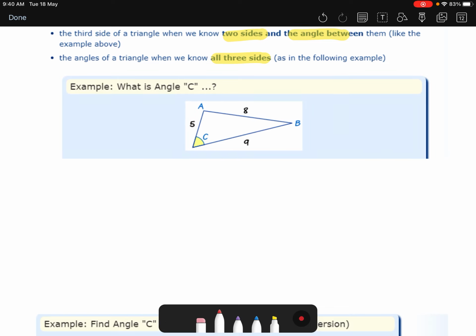Okay, so let's take a look at this example. We want to find angle C. Let's label first. So this is side C, this is side A, this is side B.